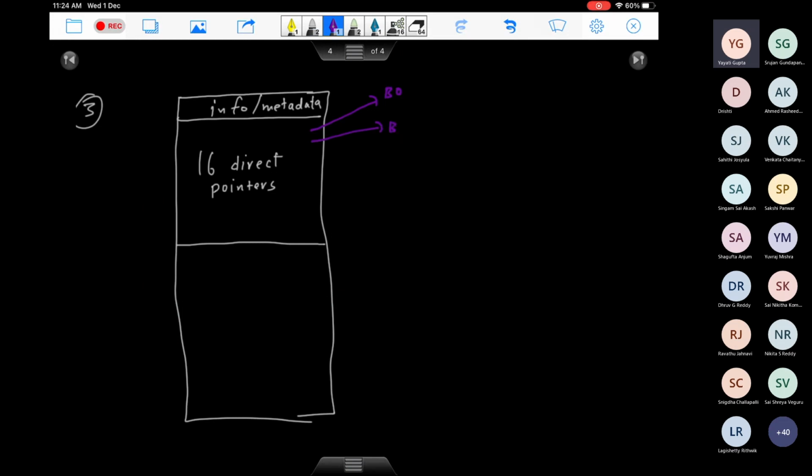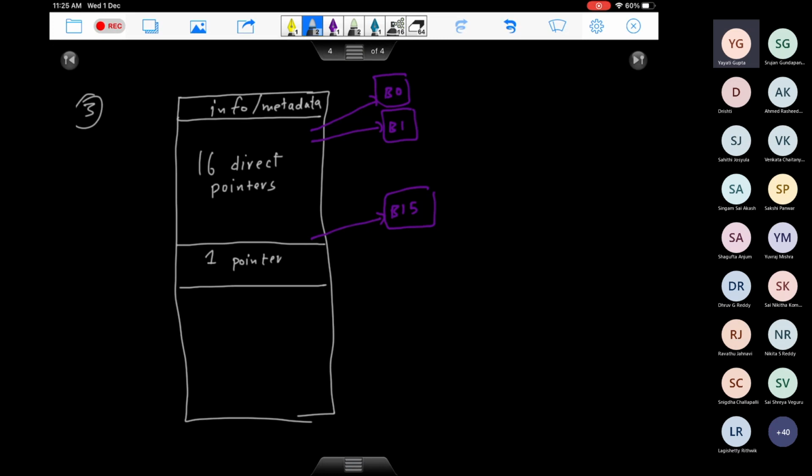Second pointer will tell you the address of the second block. 16th pointer will tell you the address of the 16th block. So these are your data blocks, direct data blocks. All right. After that, you have one single indirect block pointer. So one pointer here, which is indirect.